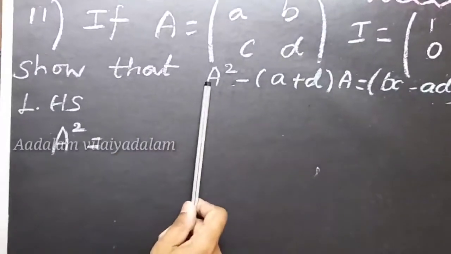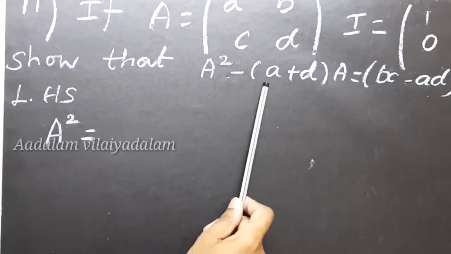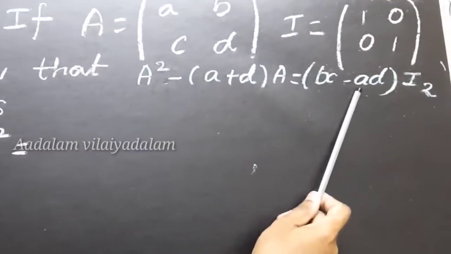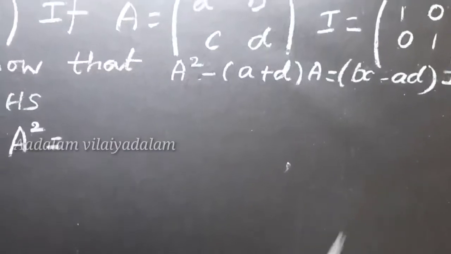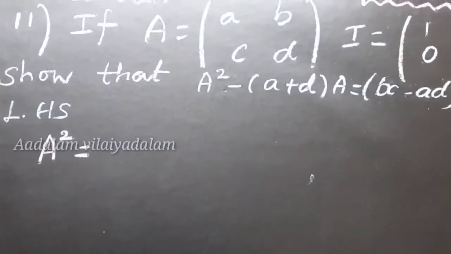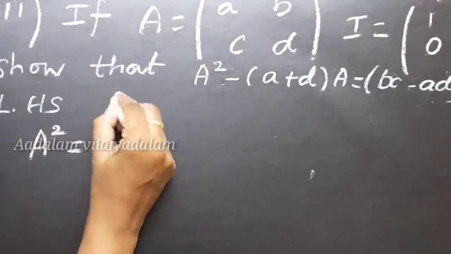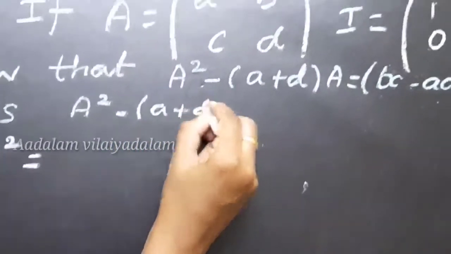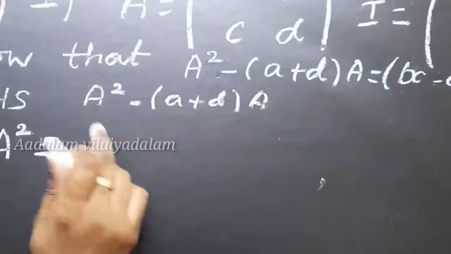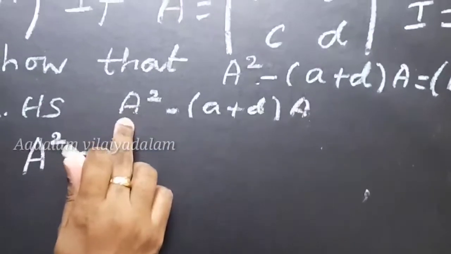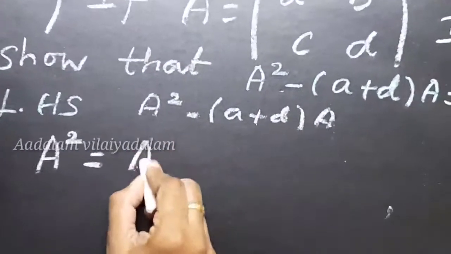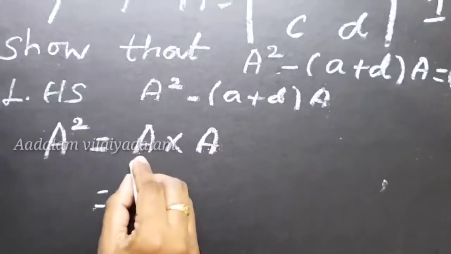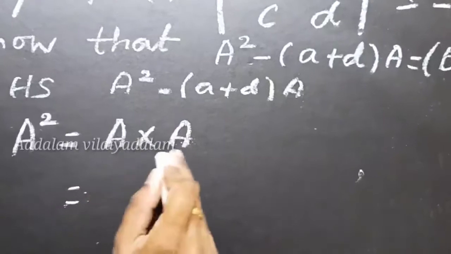11th question: if A equal to a, b, c, d, I equal to 1, 0, 0, 1, show that A square minus (a plus d) into A is equal to (bc minus ad) into I2. So first take the LHS value: A square minus (a plus d) into A. So first take the A square value. So A square means A into A. So we have to take A 2 times, the product of A into A.